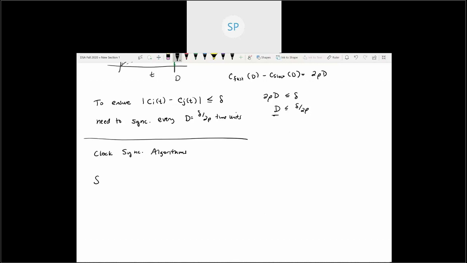Okay, so I start with this. We're going to talk about syncing to a time server. S in this case is going to be our time server, and this is what we're going to consider to be our source of UTC time, which is wall clock time, what I've been talking about.